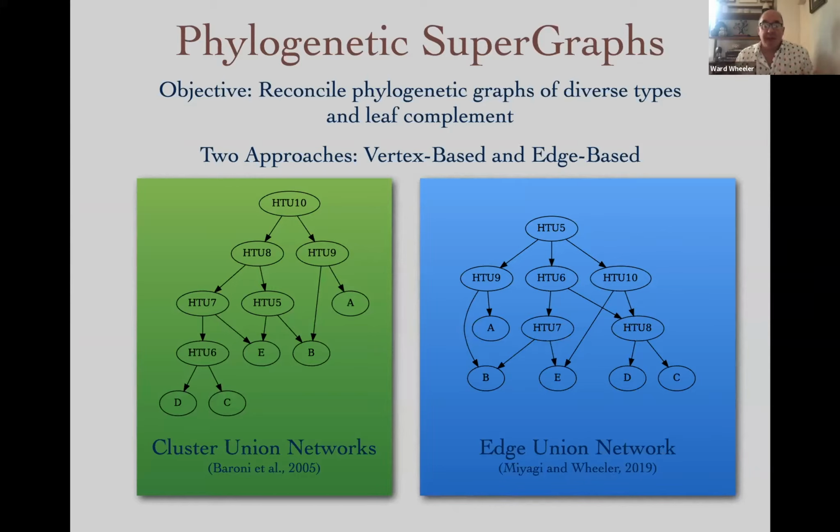Now there are 2 basic approaches to this. One would be a vertex-based approach, and one would be an edge-based approach, or an HTU-based approach, or a branch approach. So on the left, you have the cluster union networks, which is the original vertex-based approach, and then the edge-based approach of Miyagi and Wheeler on the right, which takes the edges. So those are the 2 basic kinds of reconciliation techniques I'm going to talk about.